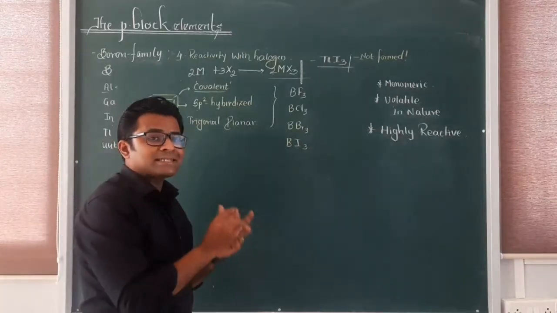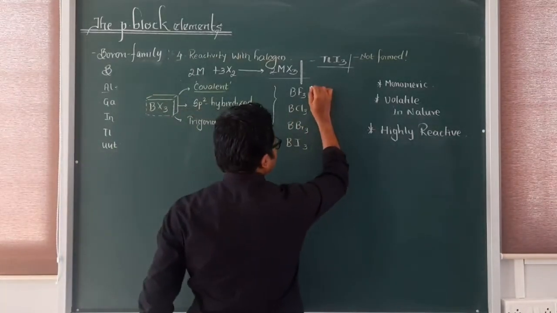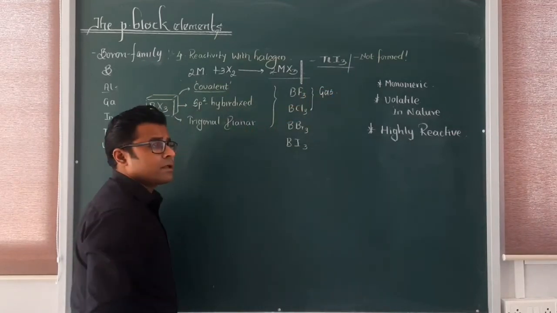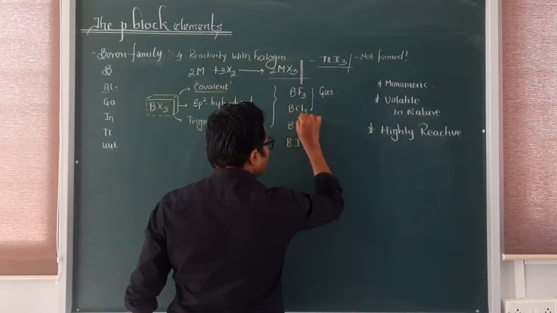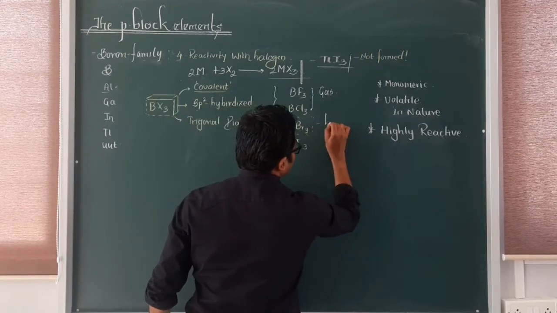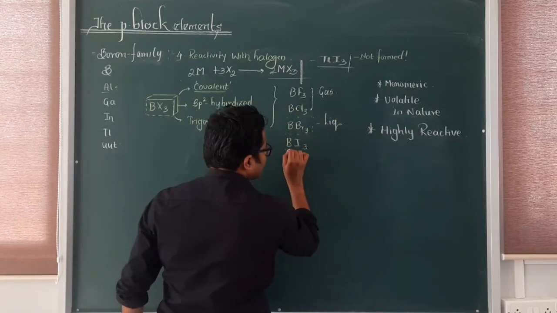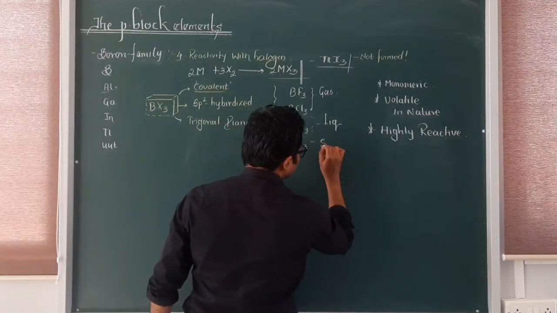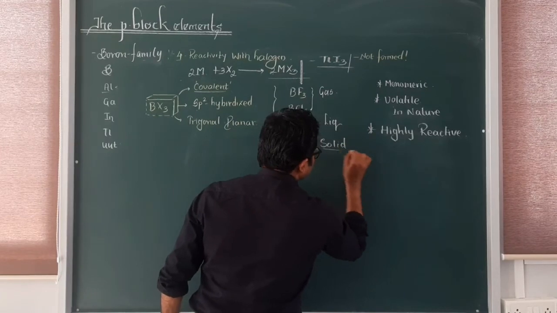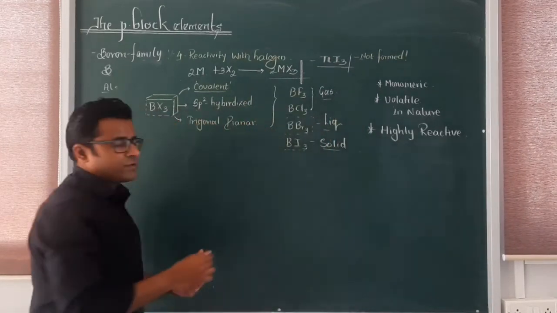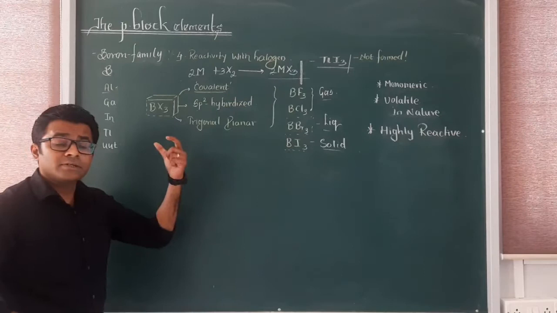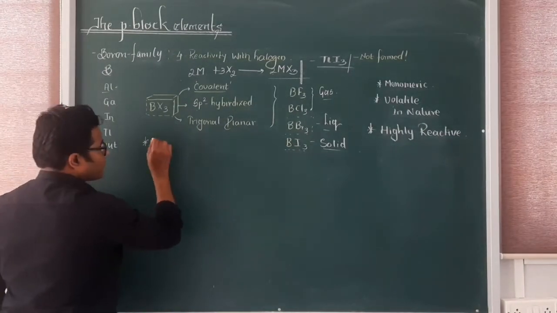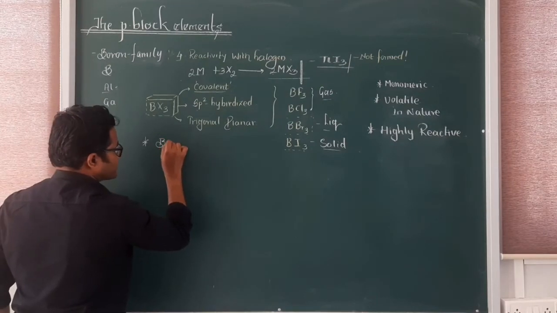When we speak about their physical states, the fluoride and chloride are formed in the gaseous state, while bromide is formed in the liquid state. Finally, boron iodide is formed in the solid state. All of these do not conduct electricity. Remember, they do not conduct electricity.